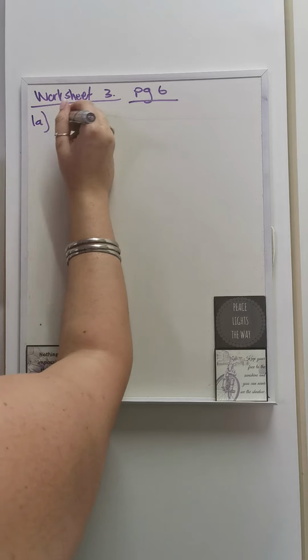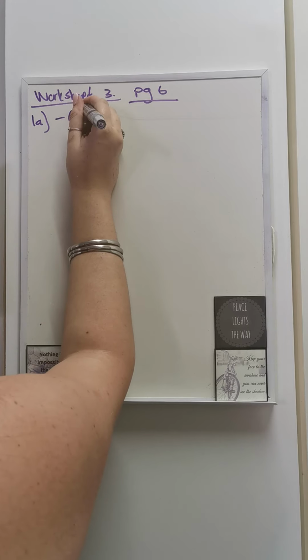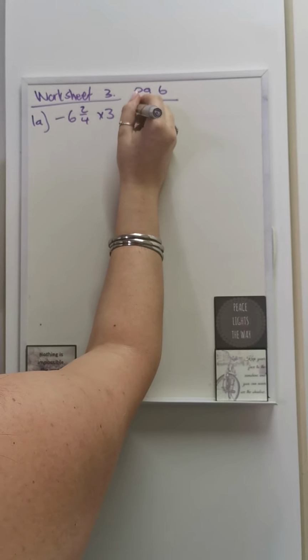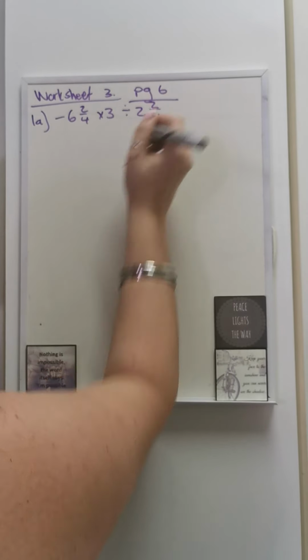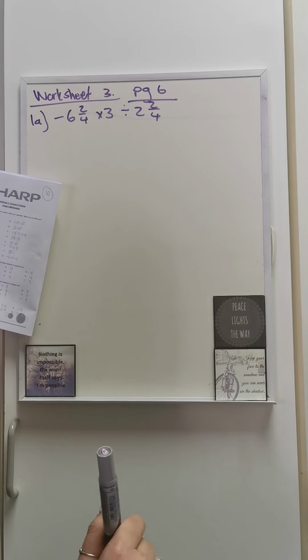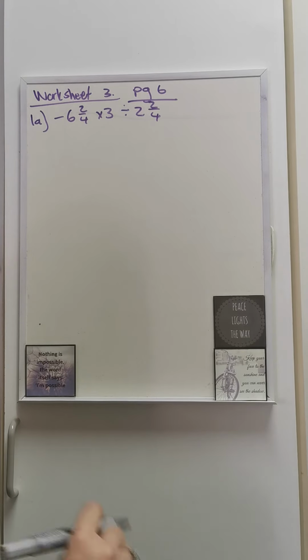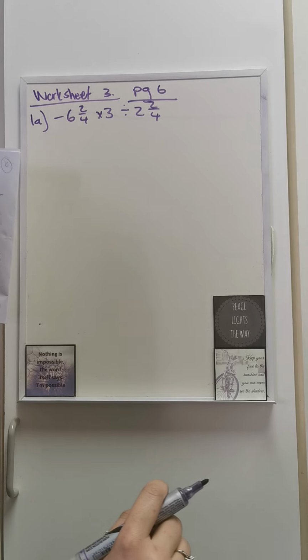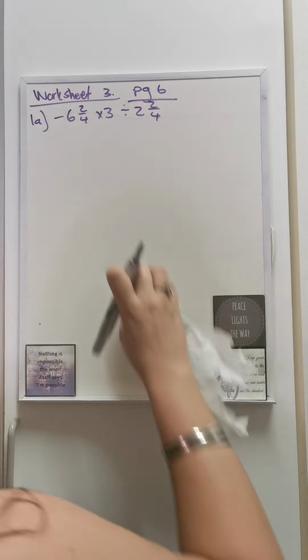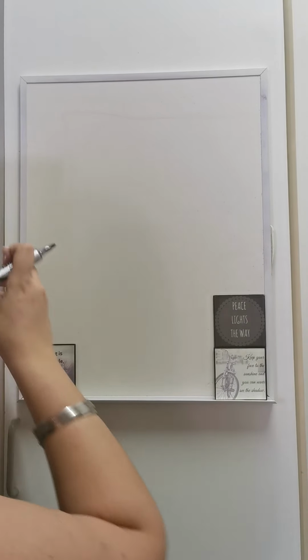Okay. So number 1a says negative 6 and 2 over 4 times 3 divided by 2 and 2 over 4. Find the answers for these sums without using your calculator. Make sure you leave your answers in simplest form. You know what, you guys, before I do number 1, I really want to do number 2 and number 3 first. I think it will help better with number 1. Let's do number 2 first.